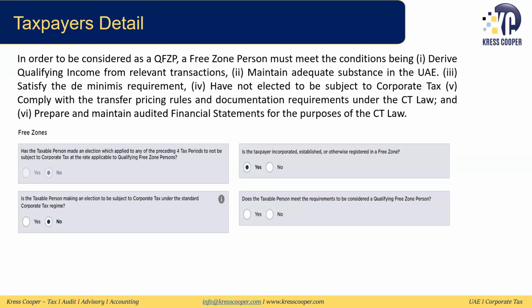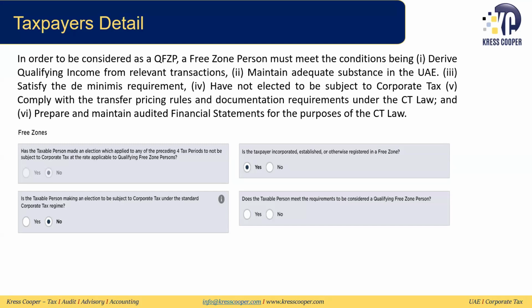So first of all, the free zone person needs to be earning the qualifying income. Then they need to have adequate substance in the free zone. Then they need to satisfy the de minimis requirement, which is 5% of the total revenue or 5 million, whichever is lower. So they need to ensure that the non-qualifying revenue stays below that. They have not elected to be subject to corporate tax, and they have to comply with transfer pricing rules and documentation. And they also have to prepare and maintain audited financial statements.